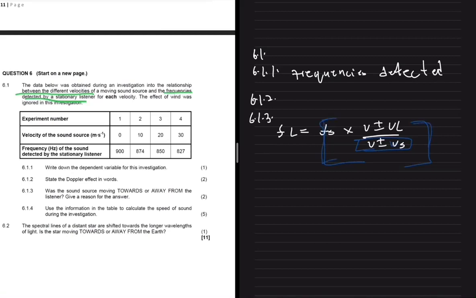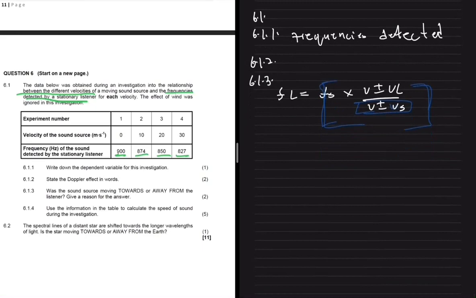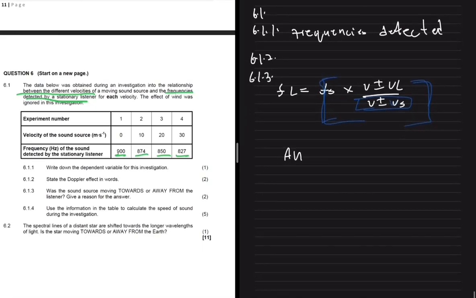So in our case, the frequency is going down. We start with 900, then 874.5, 850, 897. So we have a plus on the denominator, and we only have a plus on the denominator when the sound source is moving away. So here we're going to write away from, because we're supposed to write towards or away from and then give a reason. The reason is that the frequency observed by the listener is decreasing, so it only makes sense that it is moving away.